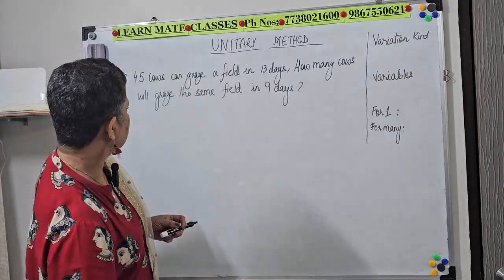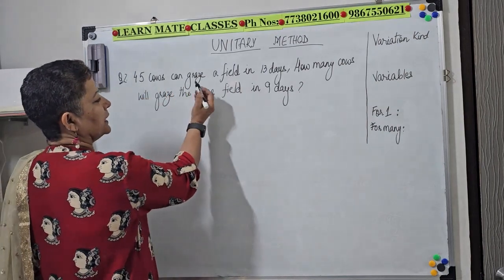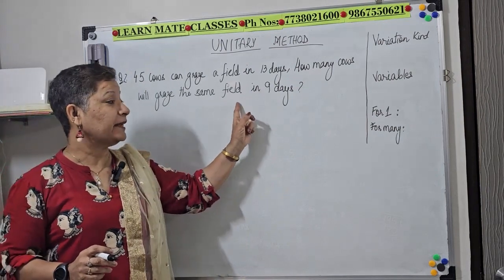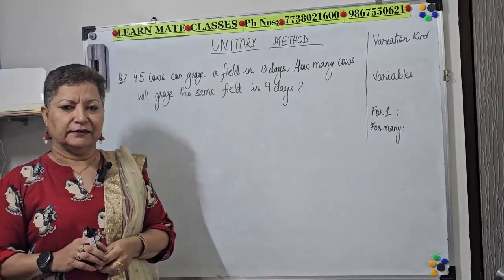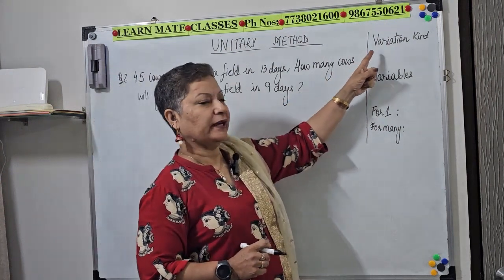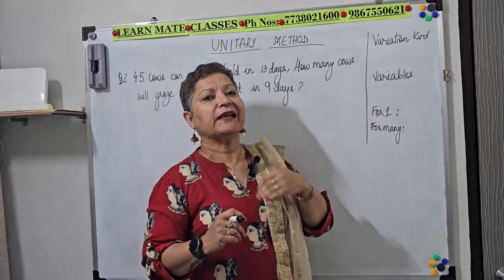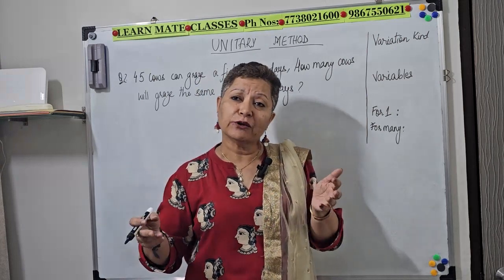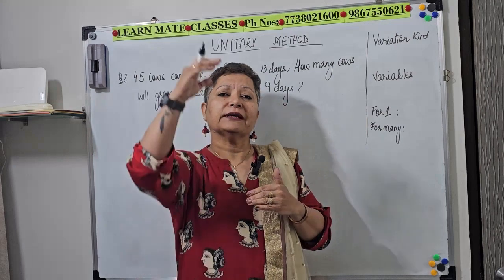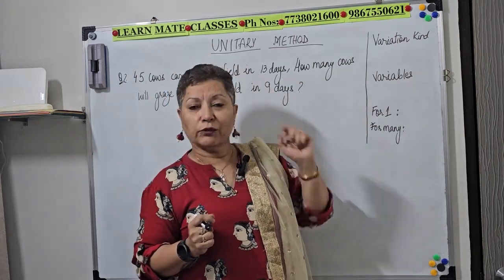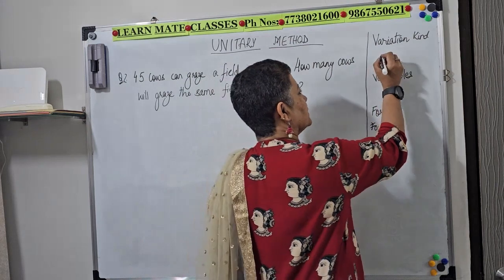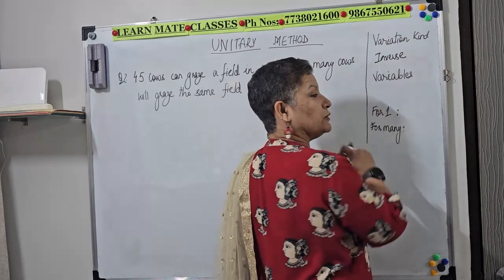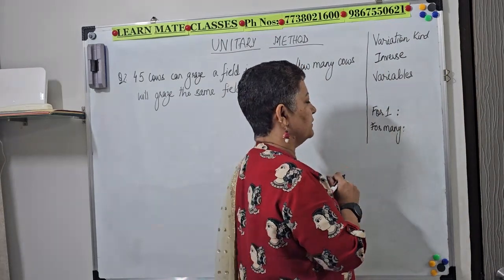So this question says that 45 cows can graze a field in 13 days. How many cows will graze the same field in 9 days? So let's, as usual, first try and identify what kind of a variation it is. If I increase the number of cows, obviously the grass is going to get consumed in more days or lesser days? Lesser days. So increasing the cows, the grass goes down. What kind of a variation? It is inverse variation. So, okay. The first thing that we should always write also in our answer is that it is an inverse variation.